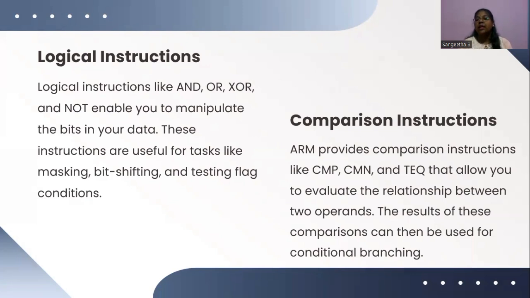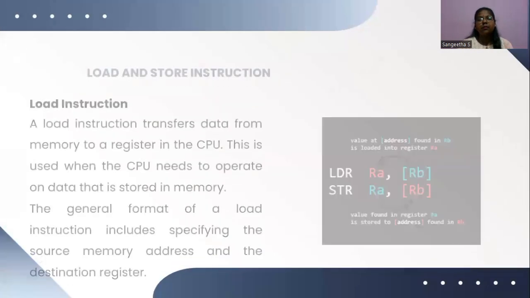Comparison instruction. It compares two operands, whichever inputs are given. ARM provides comparison instructions like CMP, CMN, and TEQ that allow you to evaluate the relationship between two operands.